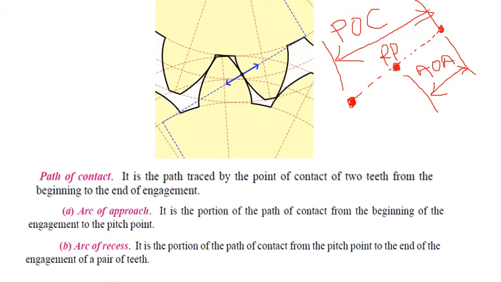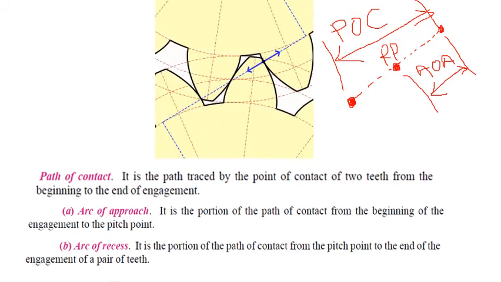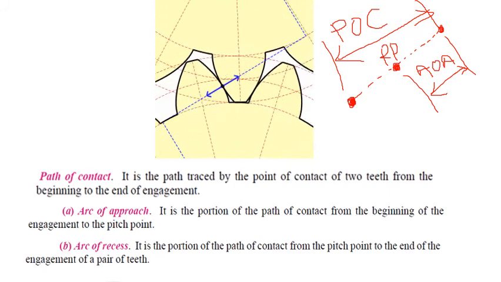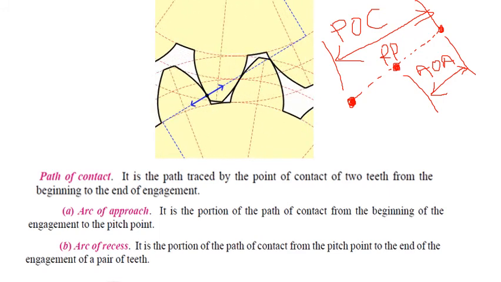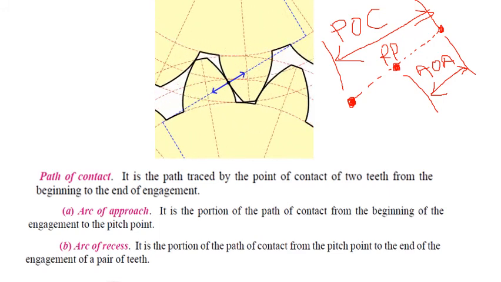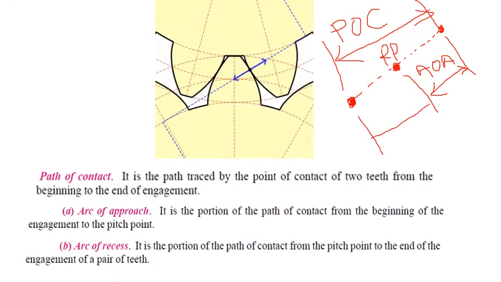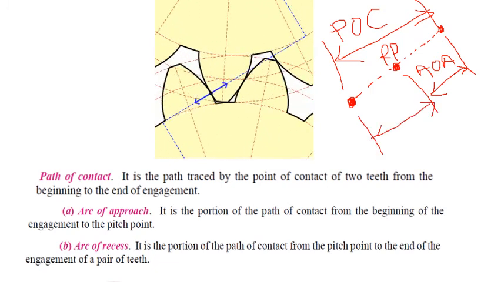Then what is arc of recess? It is the portion of the path of contact from the pitch point to the end of engagement of the teeth. This distance is nothing but the arc of recess.